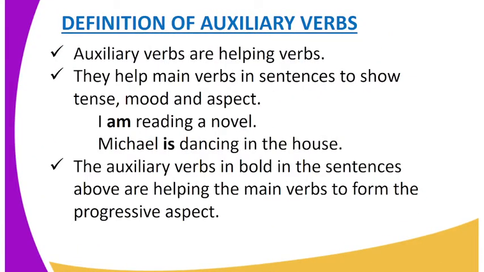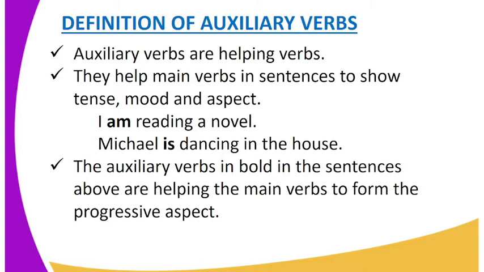So in verbs you have two types of verbs. We have auxiliary verbs and main verbs. And auxiliary verbs, or helping verbs, are divided into the primary helping verbs, and then we have the modal auxiliary or helping verbs. So auxiliary verbs are also called helping verbs because they help the main verb in a sentence to show tense, mood, and aspect.